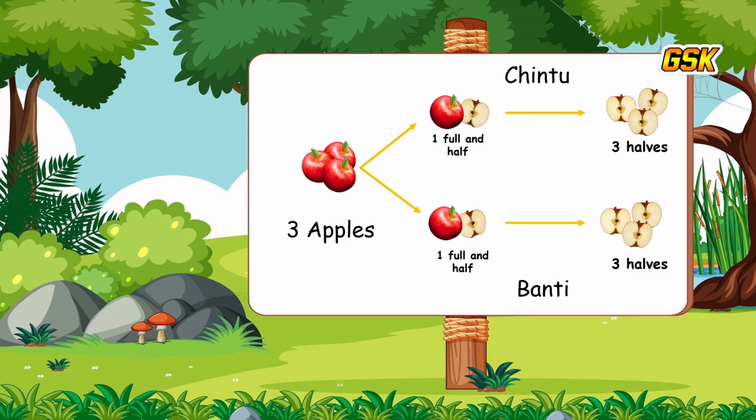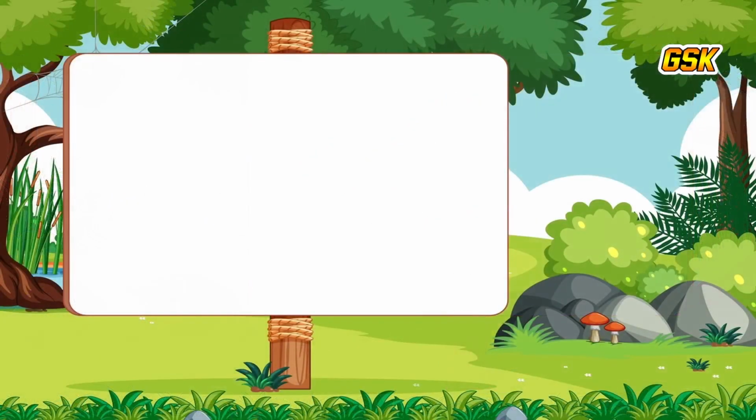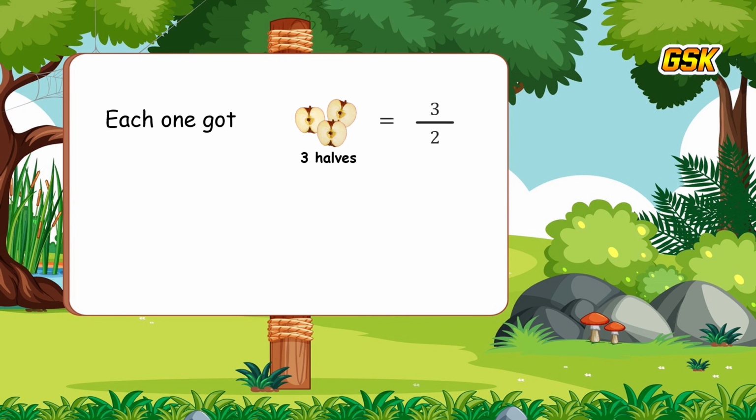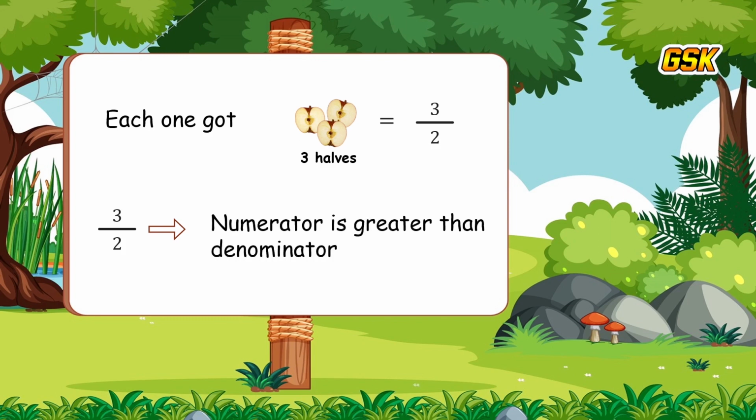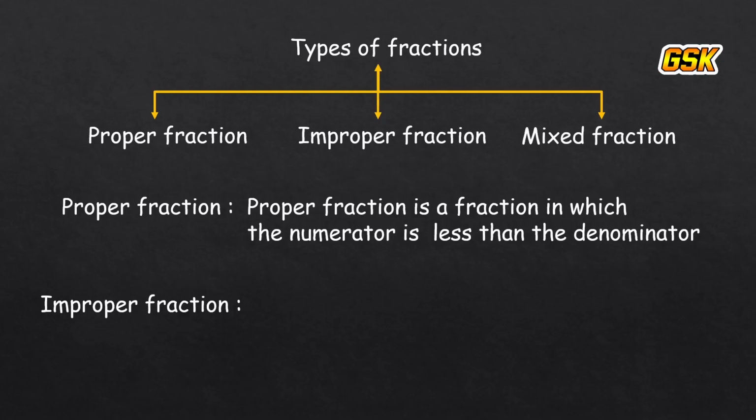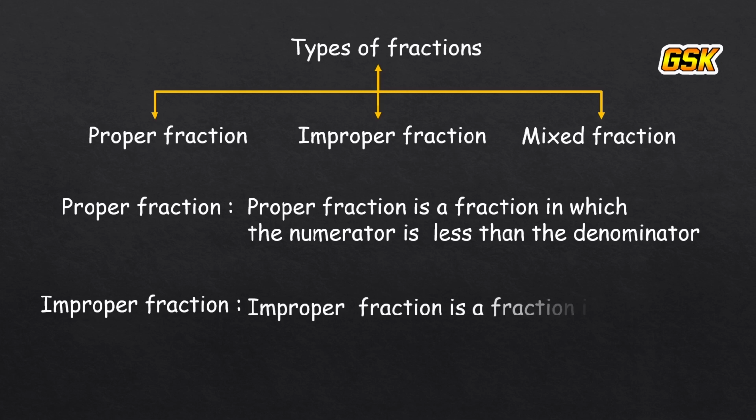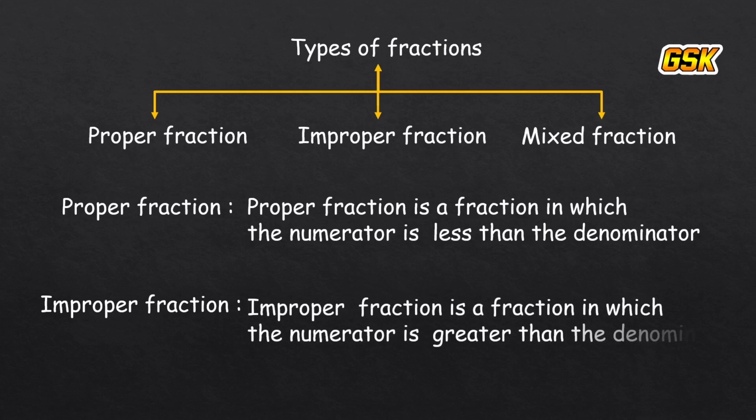Each one got 3 halves, and we can write 3 halves as 3 by 2. In 3 by 2, the numerator is greater than the denominator, which is an improper fraction. So what is an improper fraction? An improper fraction is a fraction in which the numerator is greater than the denominator.